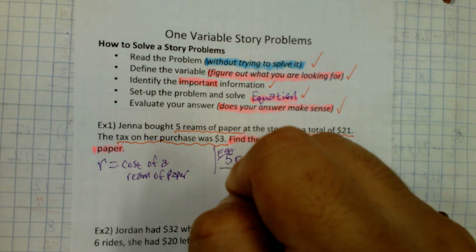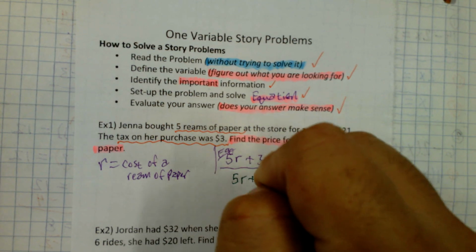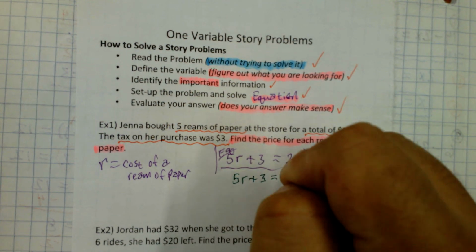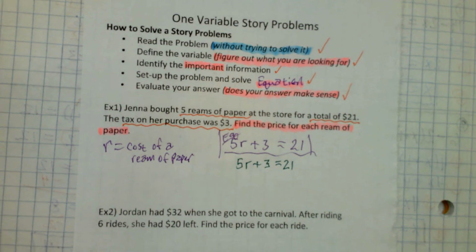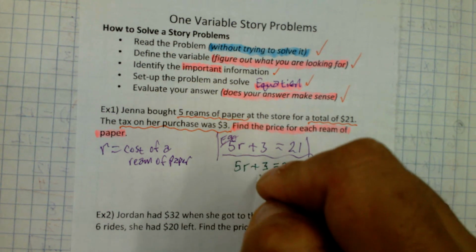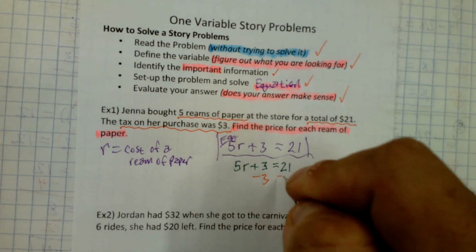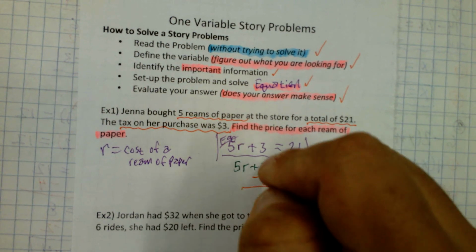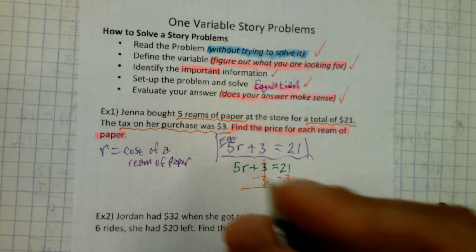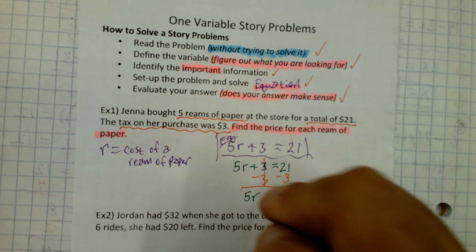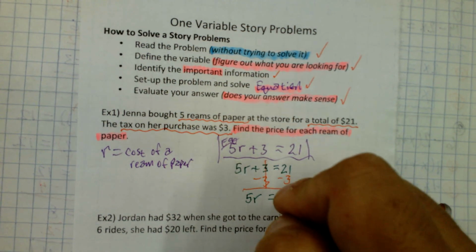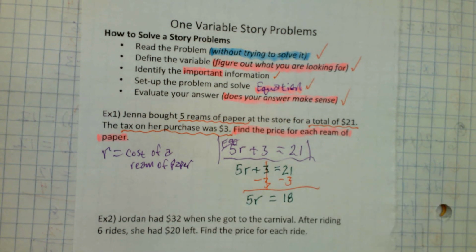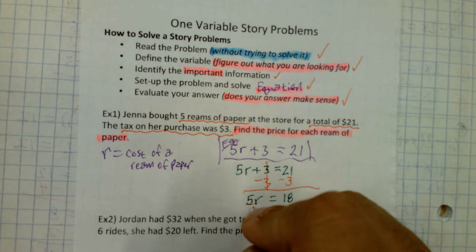I'm going to recopy that. 5R plus 3 equals 21. Okay? And, well, we've solved a bunch of these. Let's solve this one. We have 5R equals 21 minus 3, which is 18. We'll divide.